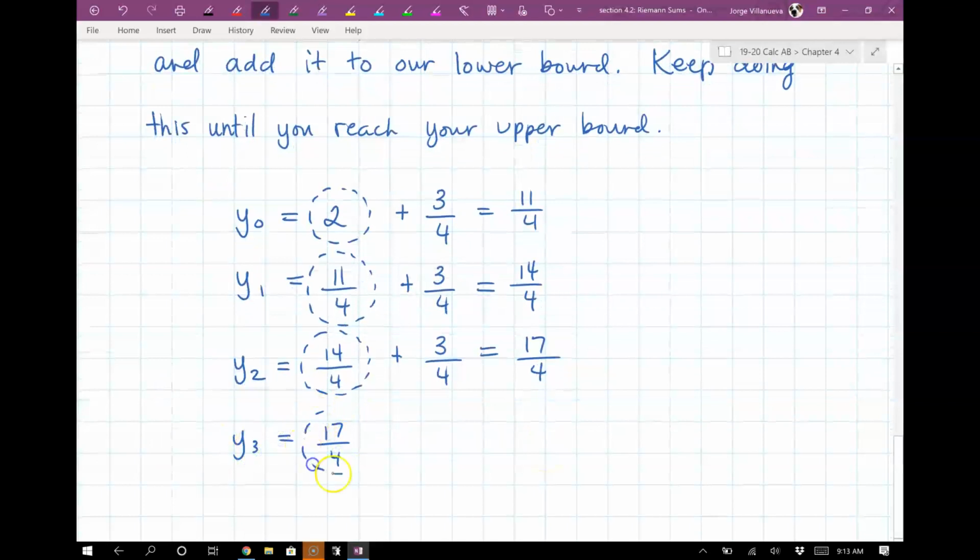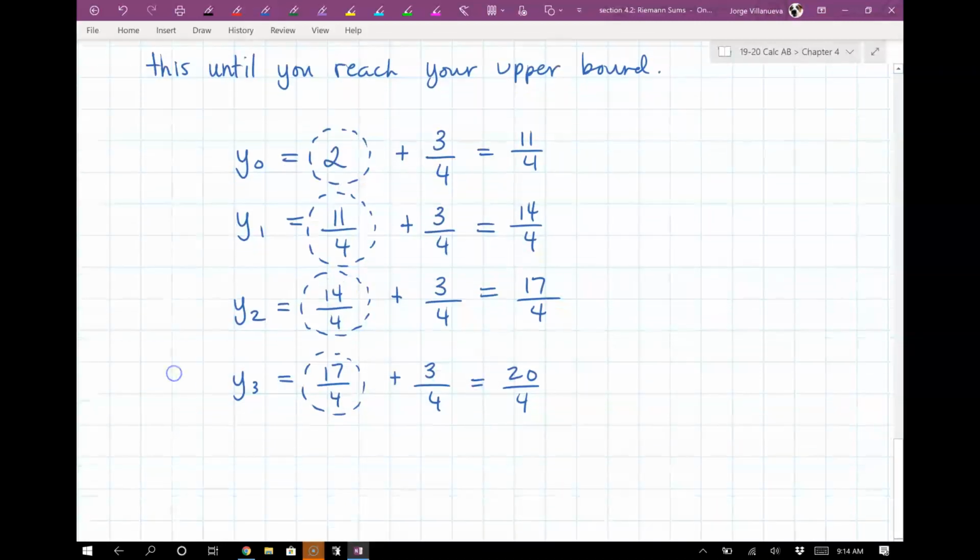Is this hard to do? No, right? It's not that bad. But I'm not done. I have to get 5. So I'm going to add 3/4 and I get 20/4. What's 20/4? That's 5. So I stop there. Notice I did actually reduce that one because that kind of tells me stop.